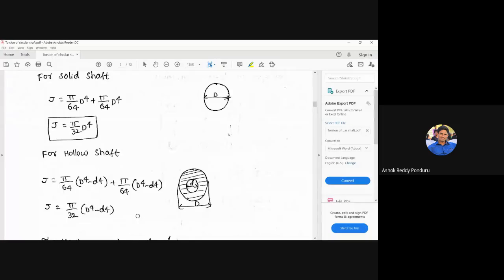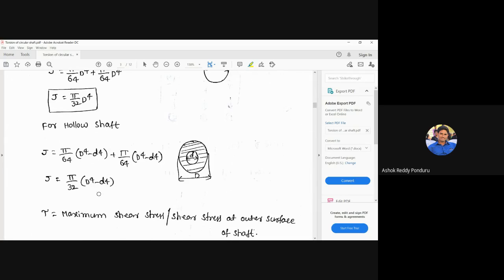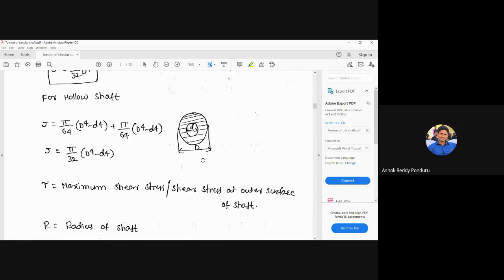And for a hollow shaft, Ixx is equal to pi by 64 capital D power 4 minus small d power 4, plus pi by 64 capital D power 4 minus small d power 4, which is equal to pi by 32 capital D power 4 minus small d power 4. Like that we can find J for solid and J for hollow, where small d is the inner diameter and capital D is the outer diameter.